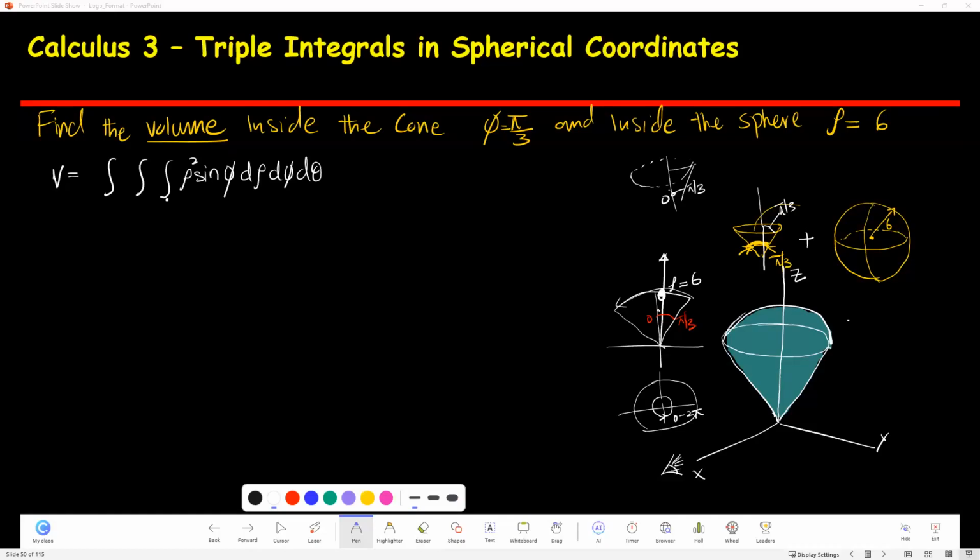Now what I'm going to be doing, I'm going to put in the limit for rho, which is going to go from 0 to 6. And then phi and theta, we already talked about that. Make sure you understand these limits a little bit better, because these questions are all about these limits. Okay, so everything is under control. Let's do this.